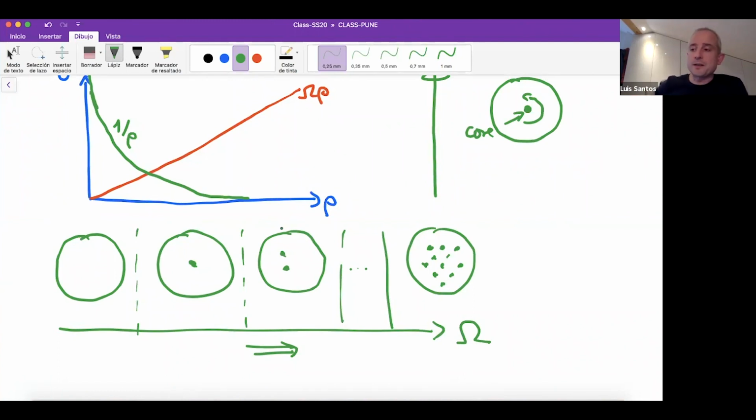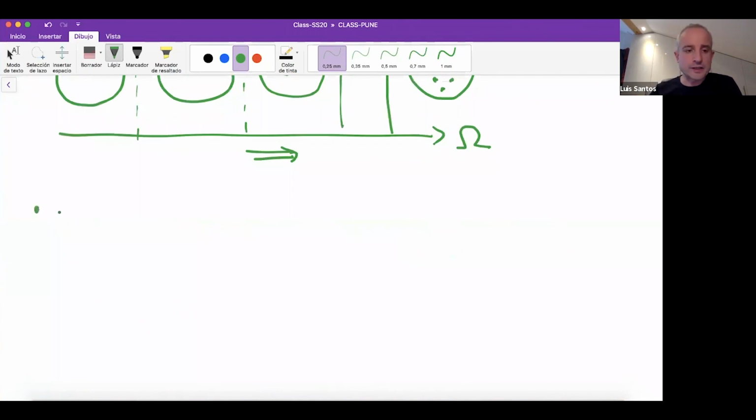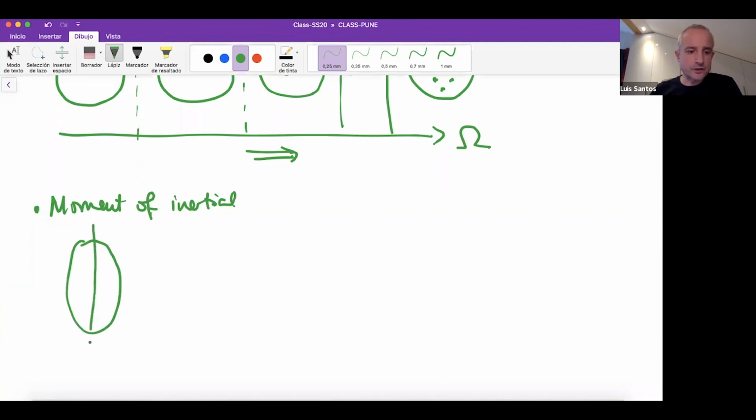Another spectacular consequence of the irrotational character of the superfluid velocity is in the reduction of the moment of inertia. This I don't have time to discuss in detail. So you know that if you have a rigid body and then you start rotating around this, then there is a given relation between the angular momentum and the rotational frequency, which is given by the moment of inertia.